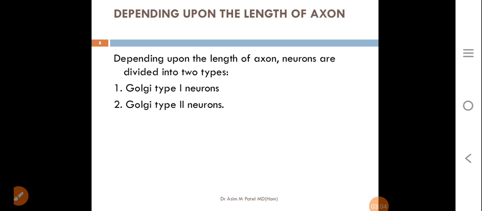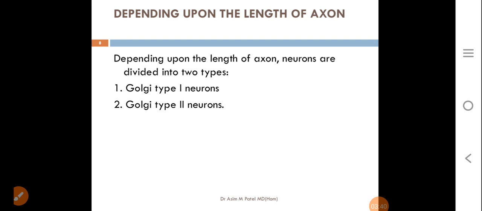Then the third classification is based upon the length of axon. Depending upon the length of axon, neurons are classified into two types. One is the Golgi type 1 neuron, and second one is Golgi type 2 neuron. Golgi type 1 neurons are the neurons which have long axons. Their axons are very long. Their cell body is situated in the brain or spinal cord, and they extend to a very remote area, to the peripheral parts of the body. These are called Golgi type 1 neurons.